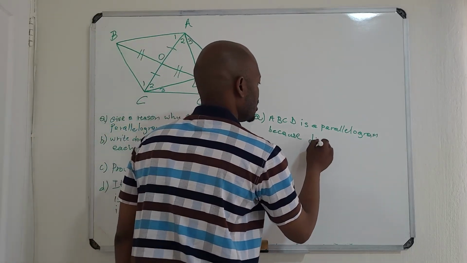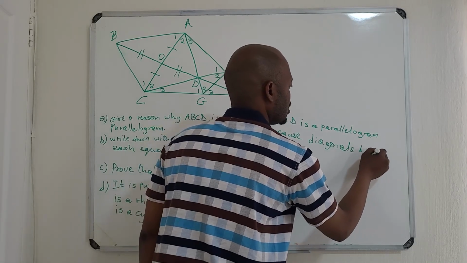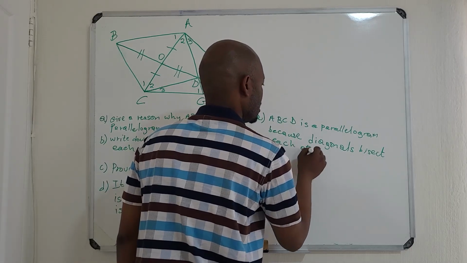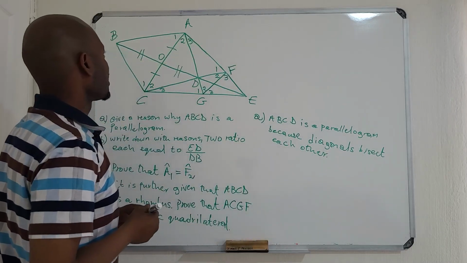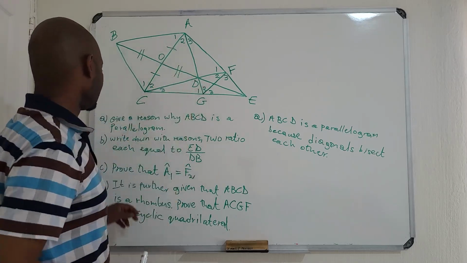diagonals bisect each other. Since diagonals bisect each other, it means that this is a parallelogram.